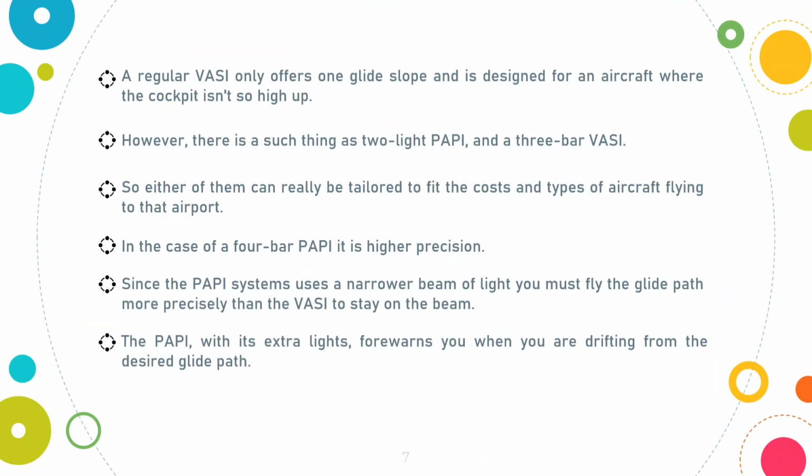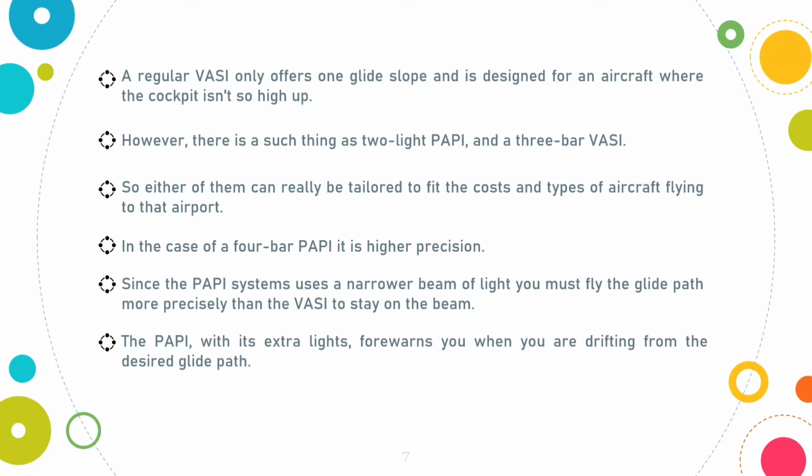A regular VASI only offers one glide slope and is designed for aircraft where the cockpit isn't so high up. However, there is such a thing as a two-bar VASI and a 3-bar VASI, so either of them can be easily tailored to fit the cost and types of aircraft flying to the airport. In the case of a 4-light PAPI, it is higher precision. Since the PAPI system uses a narrower beam of light, you must fly the glide path more precisely than the VASI to stay on the beam.